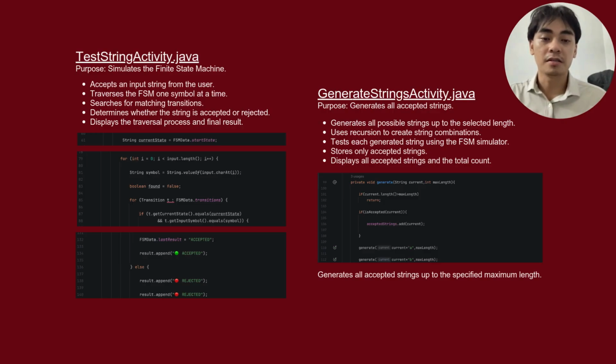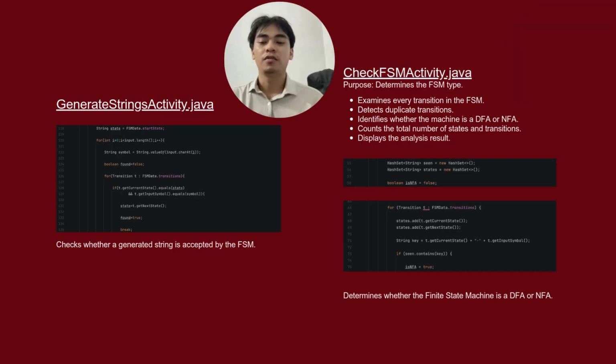And the fifth one generates all accepted strings up to the specified maximum length, which is the purpose of the fifth. For the last programming code for application logic, which is GenerateStringsActivity.java, it checks whether a generated string is accepted by the FSM. The next one is CheckFSMActivity.java. The purpose is to determine the FSM type, whether the finite state machine is a DFA or NFA.